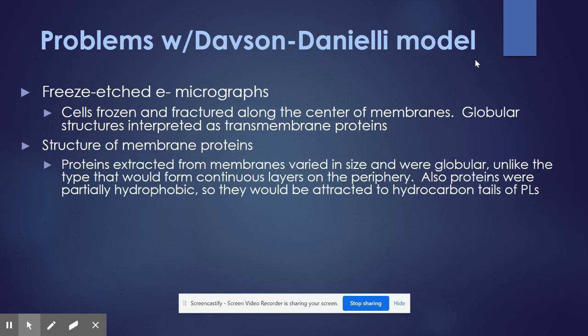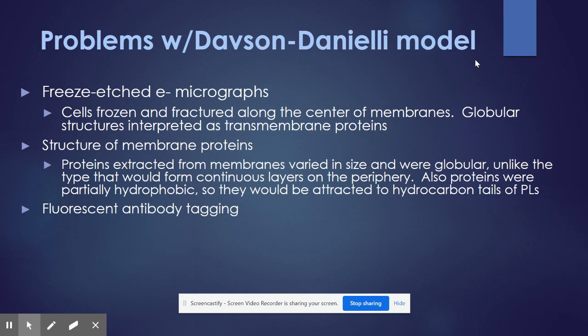Then the structure of membrane proteins. Proteins were extracted from membranes, and they varied in size, and they were globular, unlike the type that would form a continuous layer on the periphery. Also, proteins were partially hydrophobic, so they would be attracted to the hydrocarbon tails of the phospholipids, so that they would be transmembrane, going through the membrane.